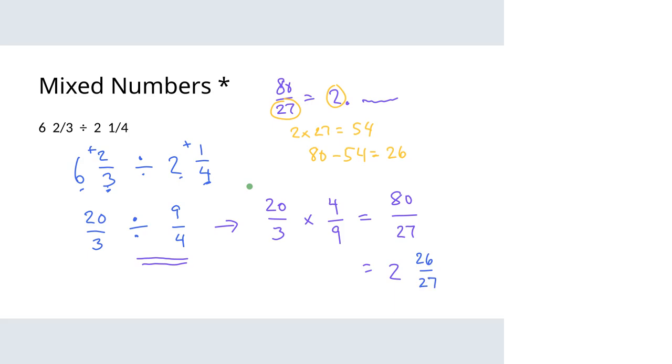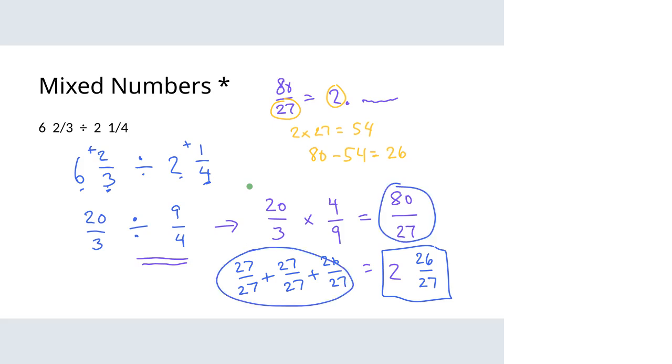Remember what a mixed number means, right? What I have here is the 2 is 27 27s, and 27 more 27s. That's the 2 part. And then 26 more 27s. And adding all this together, that's my 80/27ths. And we rewrite it as 2 and 26/27ths. If you have questions about that, please don't hesitate to ask them.